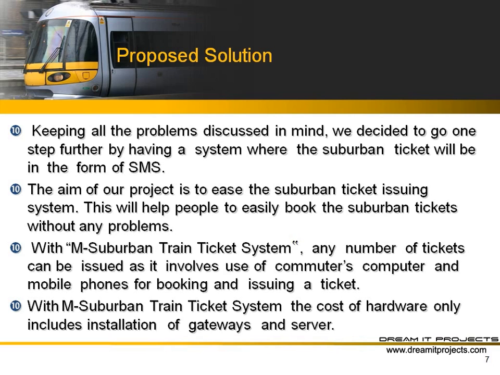The aim of our project is to ease the suburban ticket system. This will help people easily book tickets without any problem. The user does not have to stand in a long queue or run after machines, hopping from one machine to another if a machine is not working. With this M-Suburban train ticket system, we can issue any number of tickets, depending on the user's account balance. The hardware cost will only involve the SMS gateway and the server. It will not include any machines installed at a ticket window.